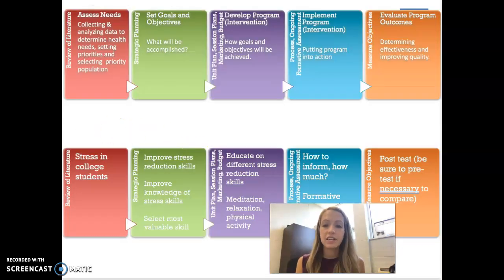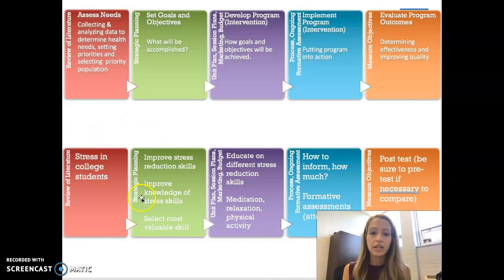So here we have an example. We're looking at stress in college students. So we're going to do a review of literature of stress in college students. How prevalent is it? Are there certain age ranges that it affects more? What are the risks of stress for college students? Then we're going to do the strategic planning. So remember, this is setting our goals and objectives and coming up with what exactly we're going to be accomplishing.